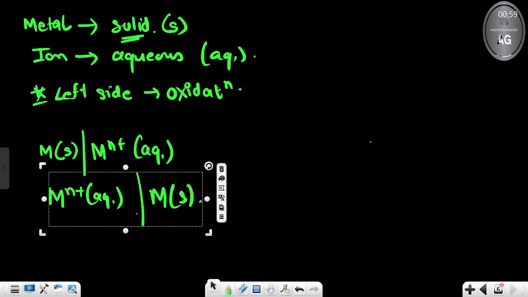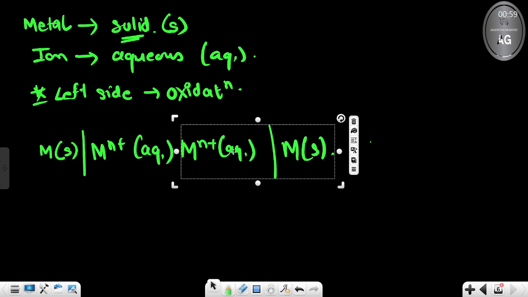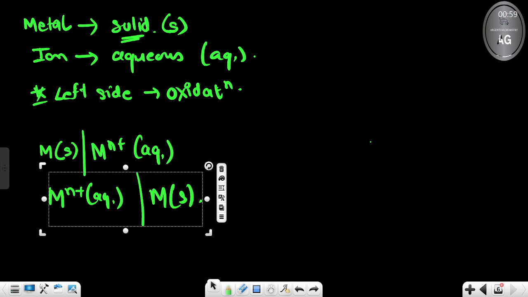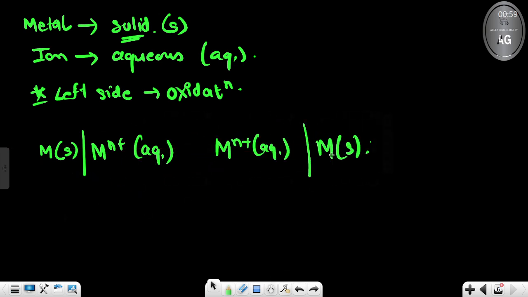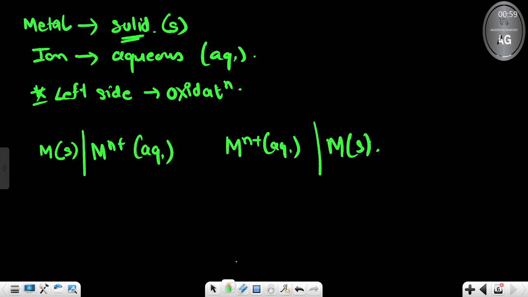How are you going to combine? If you just put them beside each other, it does not make any sense. Then how to know where to put the separation? That's why I told you that you will put double slash. Clear? This double slash represents the salt bridge. And this entire syntax represents an electrochemical cell where these are the metals involved.